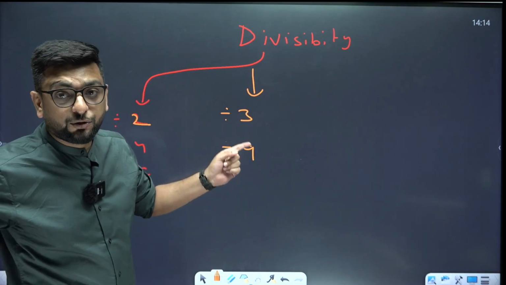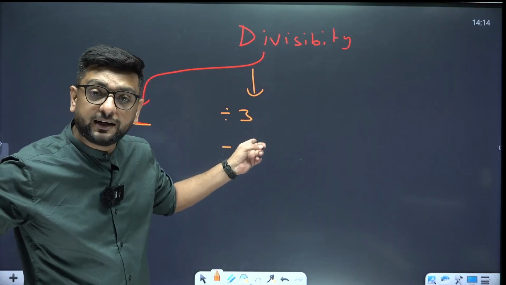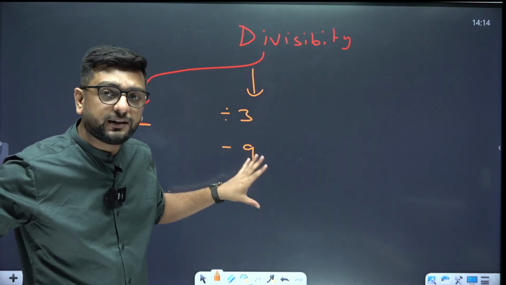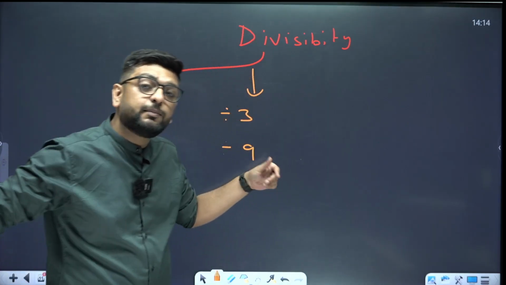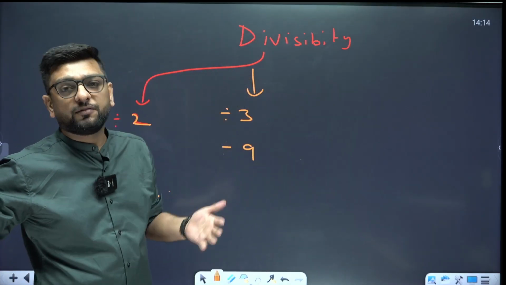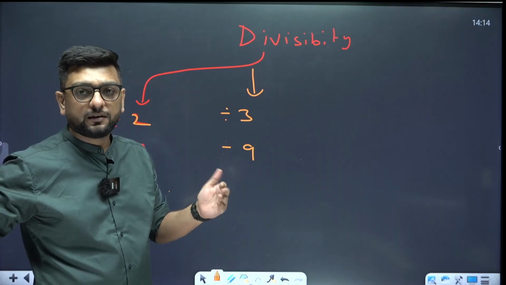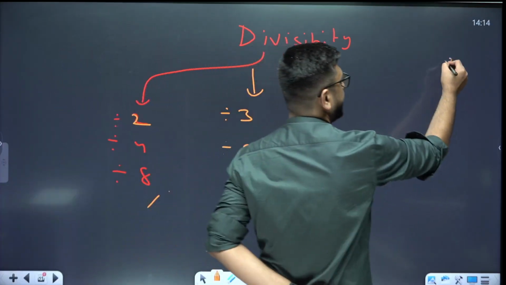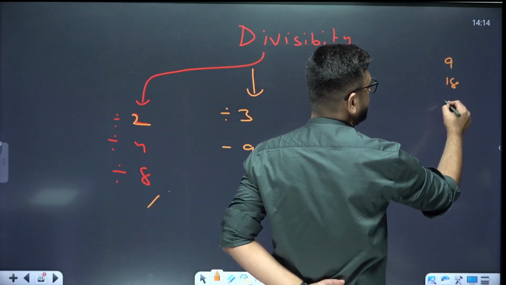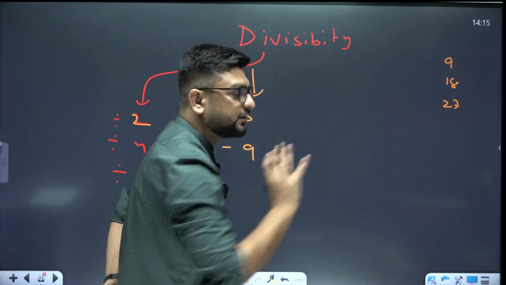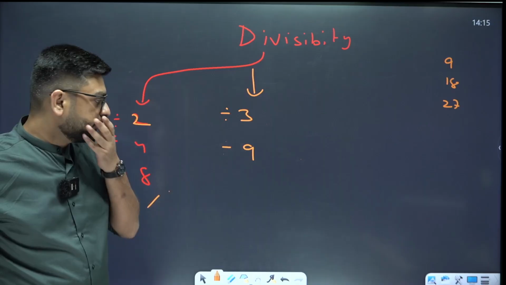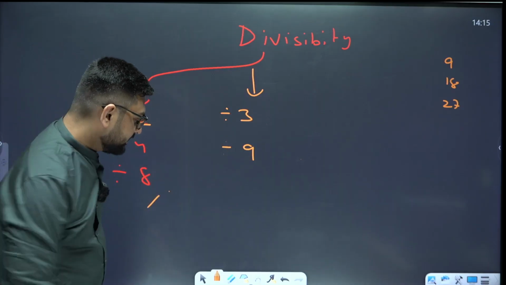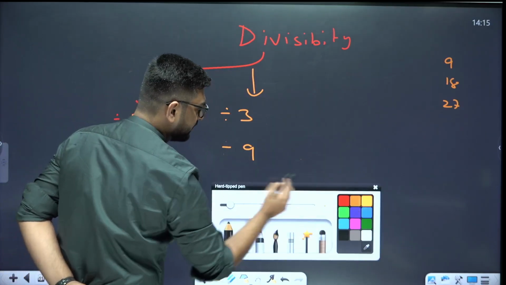Second, the way I showed it to you related to 3, we have to do it in the same way, but it should be divisible by 9. Let's suppose if it is divisible by 9, then the sum should be 9, then 18, then 27. The sum should come in this way. So divisibility of 9 is like this. We'll practice on this.